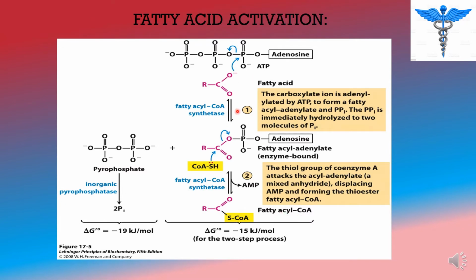This first step requires ATP, and here AMP is removed in the second step. The reaction completes when a pyrophosphate is hydrolyzed into 2 molecules of inorganic phosphate by an enzyme, inorganic pyrophosphatase. As you can see over here is the minus sign. This indicates that the reaction is highly exergonic.